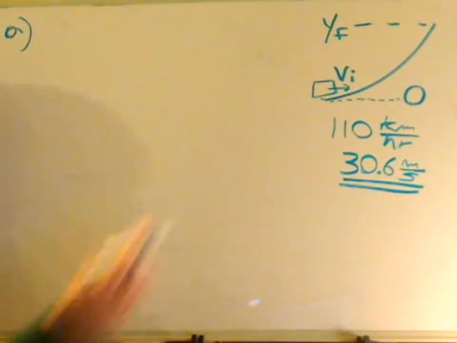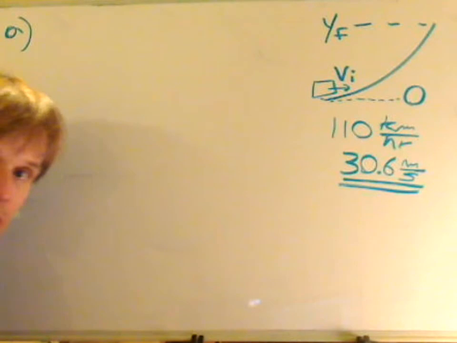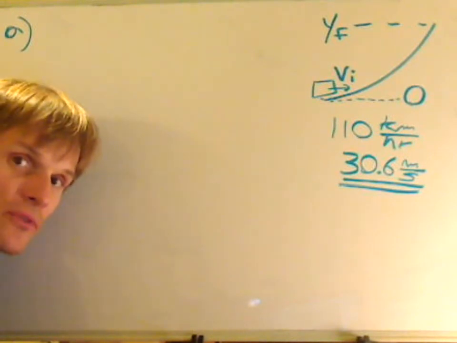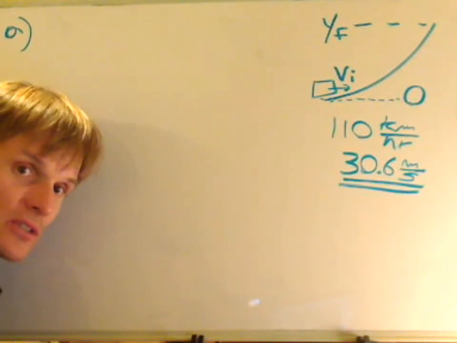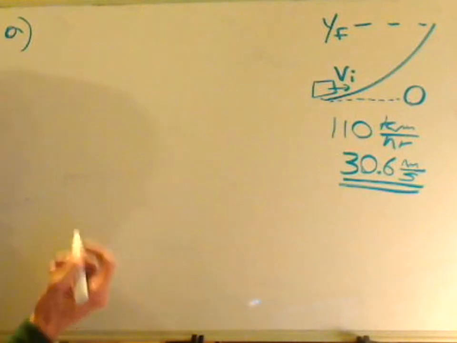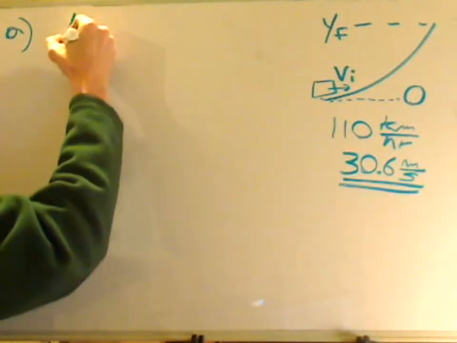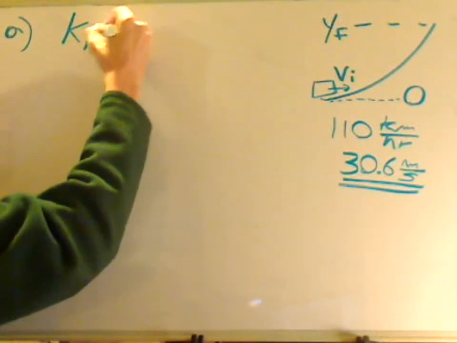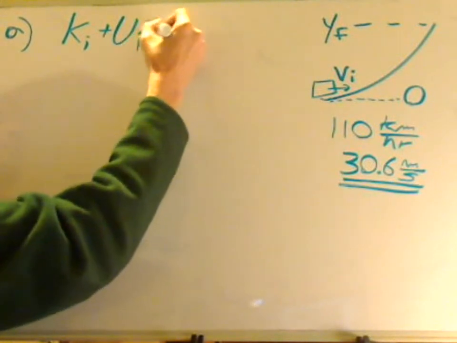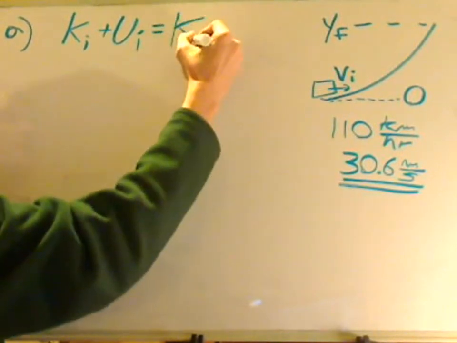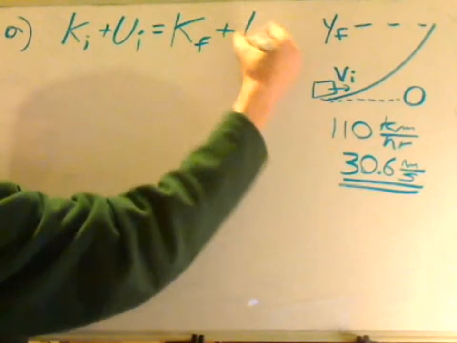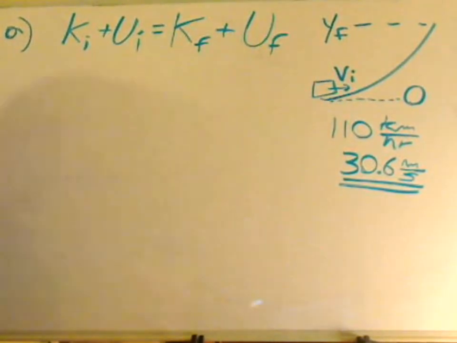Okay, now we want to know how high the car just coasts to. And since there's no friction involved, that means mechanical energy is conserved. So initial kinetic plus initial potential energy equals final kinetic plus final potential energy.